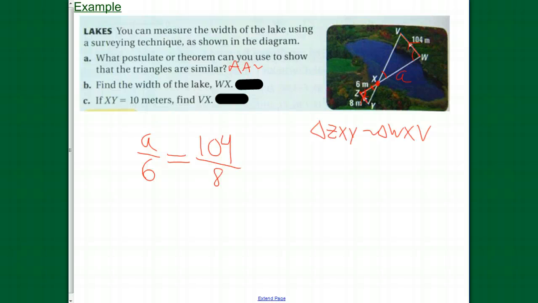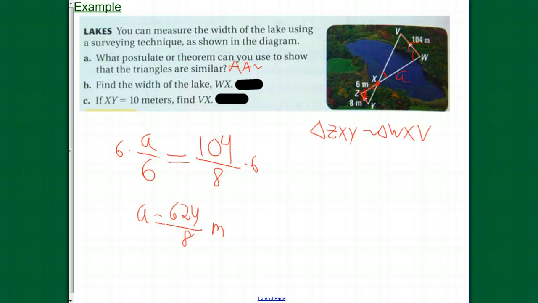And so now we can just cross multiply or just multiply both sides by 6. So 624 divided by 8, whatever that is. I have no idea what it is, so that's our answer. That's in meters. That's how wide this lake is.